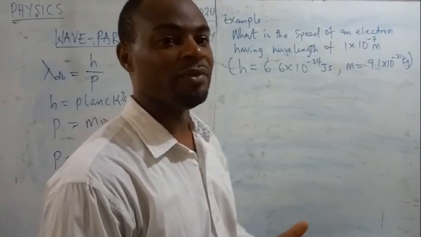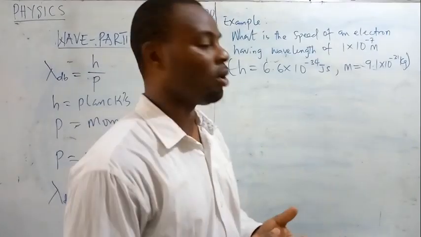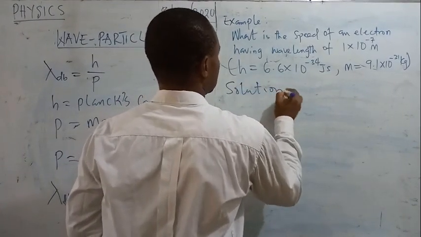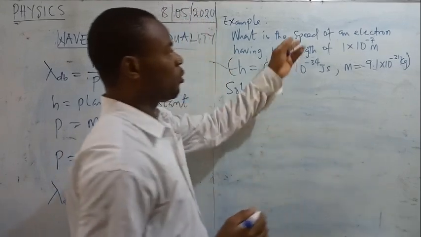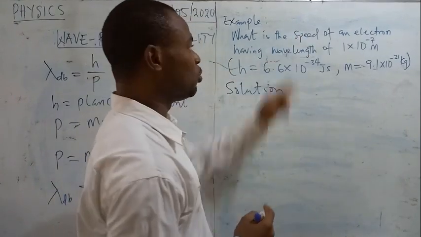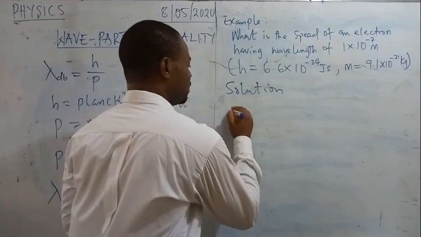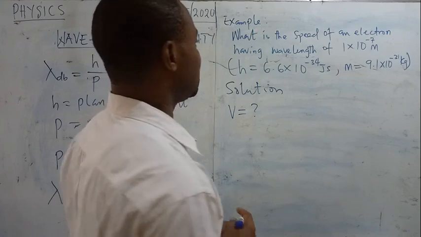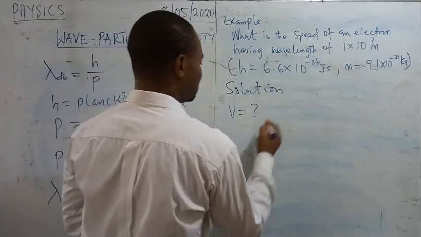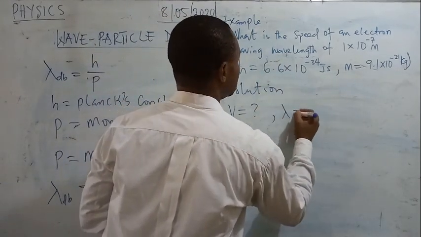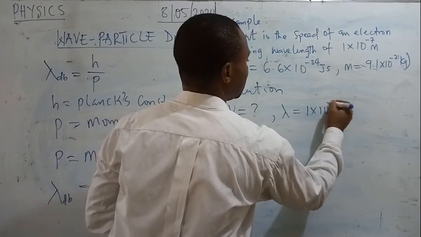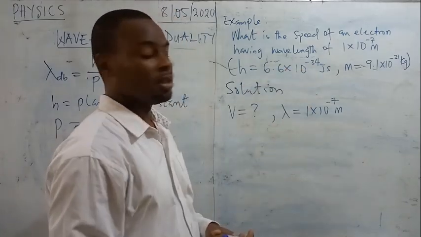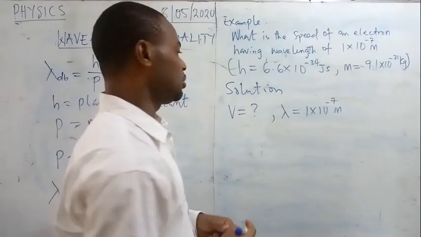Now, let's look at the solution. Before we can solve effectively, let's write out our parameters or the quantities given. The first parameter given here is the unknown, which is the speed. And speed is represented by the letter V. So we have that V is the unknown. Now the next parameter is the wavelength. Writing another parameter, we have that the wavelength is equal to 1 times 10 raised to the power minus 7 meter. Then we have other parameters in bracket.